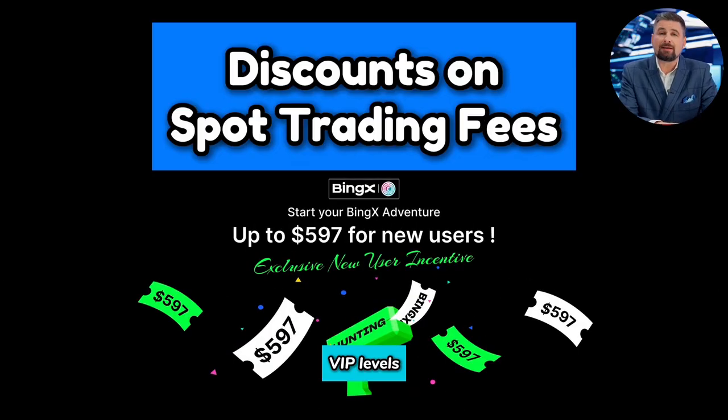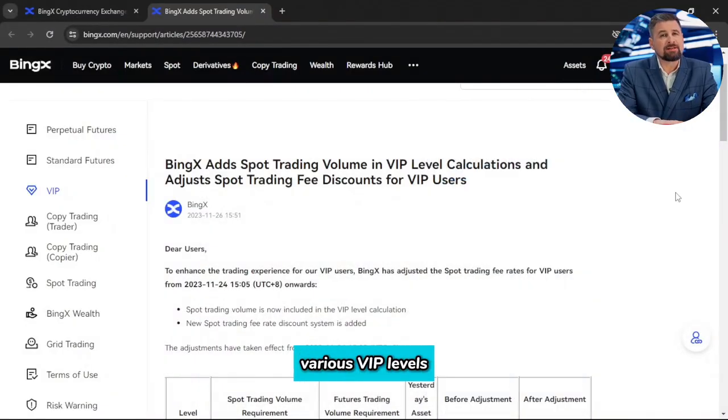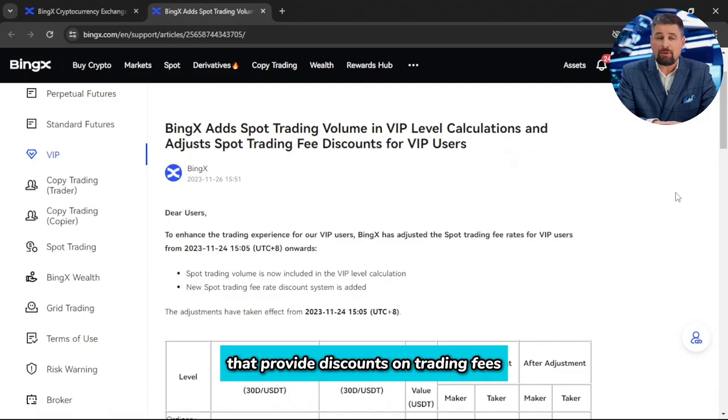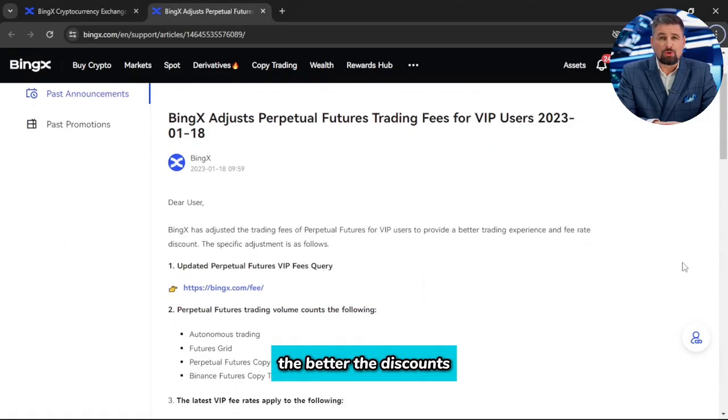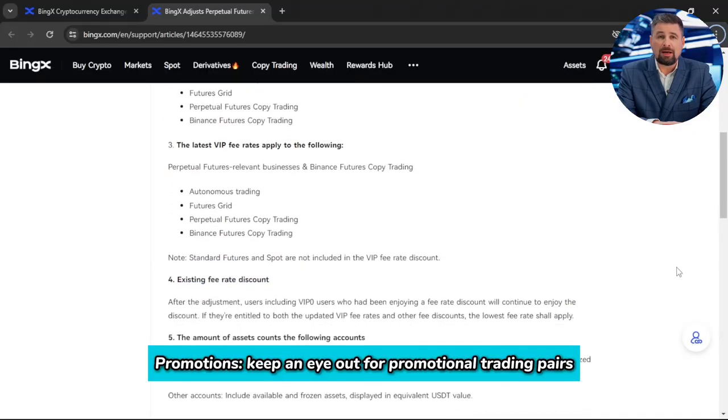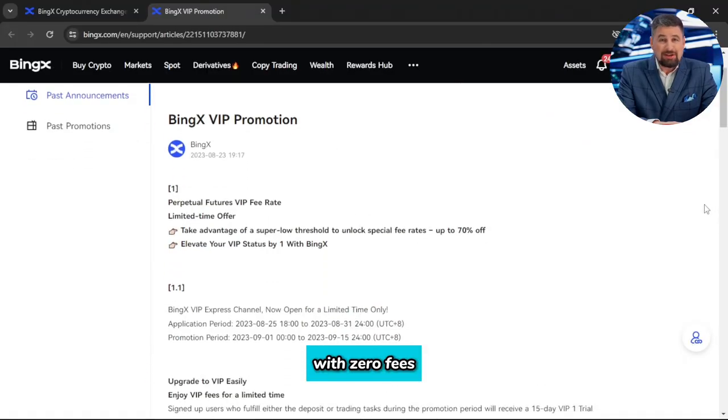VIP levels. BingX offers various VIP levels that provide discounts on trading fees. The higher your trading volume, the better the discounts. Promotions. Keep an eye out for promotional trading pairs with zero fees.